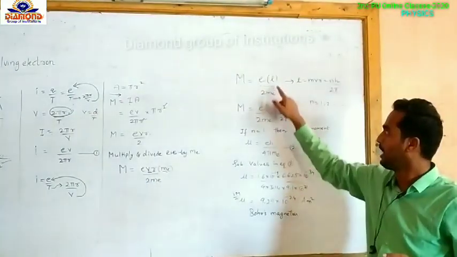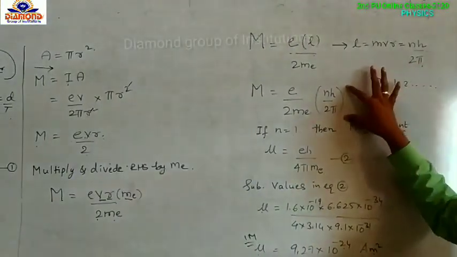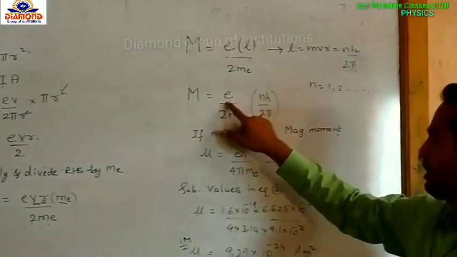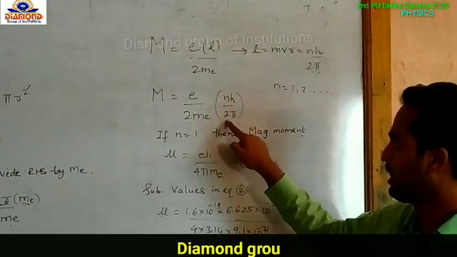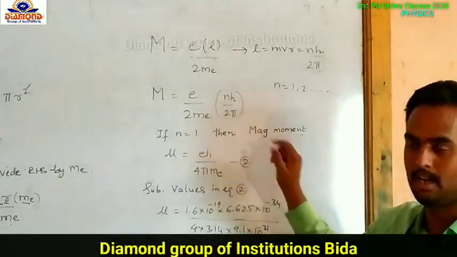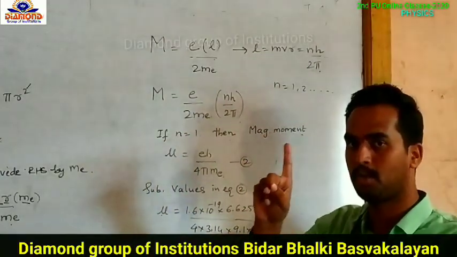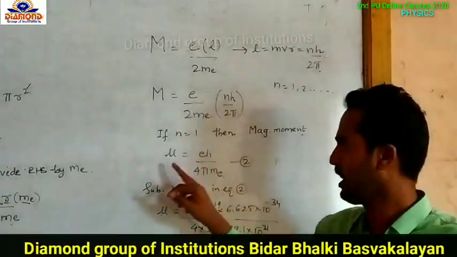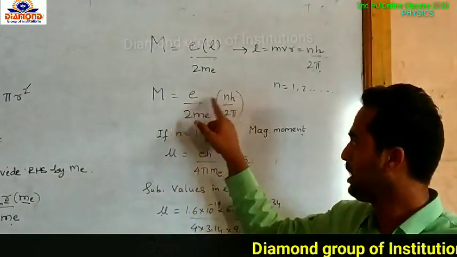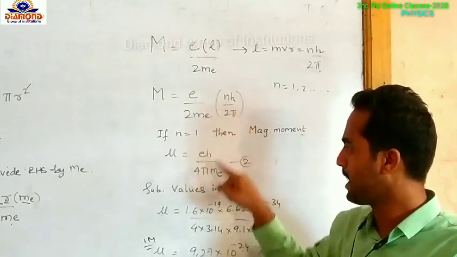So in place of L we substituted nh by 2 pi, then eh by 2me into 2 pi. And now in place of n, that is the principal quantum number, we are using 1. Then the magnetic moment, we can say mu equal to eh by 4 pi me, as it is.